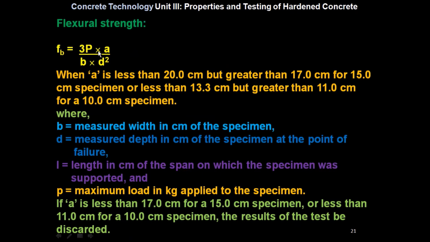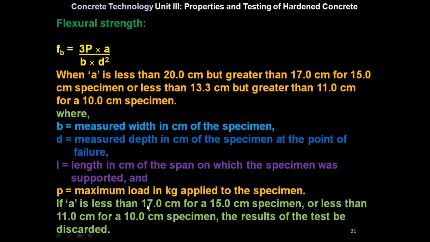or Fb is equal to 3 P a multiplied by a upon b d square when a is less than 20 centimeter but greater than 17 centimeter for 15 centimeter specimen, or less than 13.3 centimeter but greater than 11 centimeter for the 10 centimeter specimen, where small b is the measured width in centimeter of the specimen, small d is the measured depth in centimeter of the specimen at the point of failure, L is the length in centimeter of the span on which the specimen was supported, and small p is the maximum load in kg applied to the specimen.